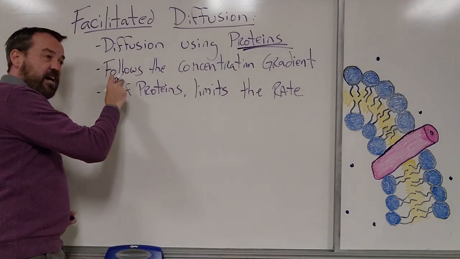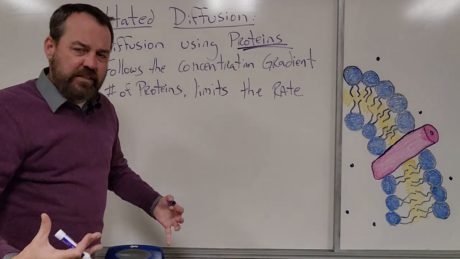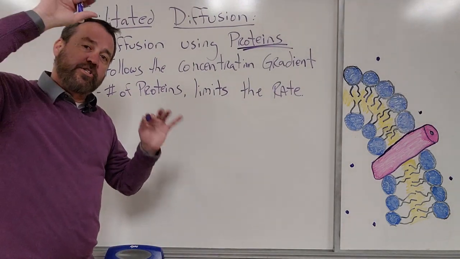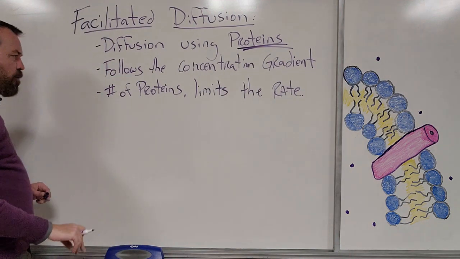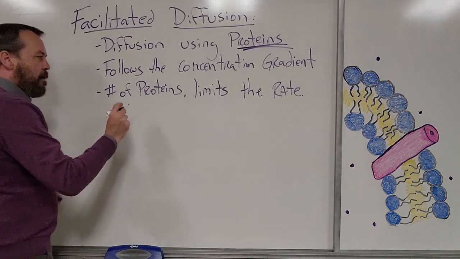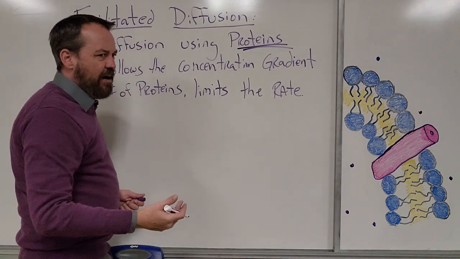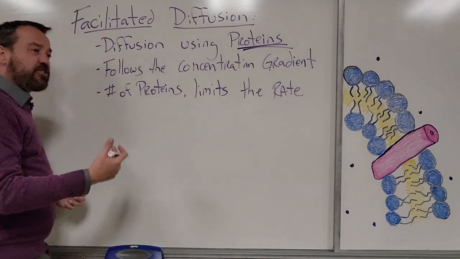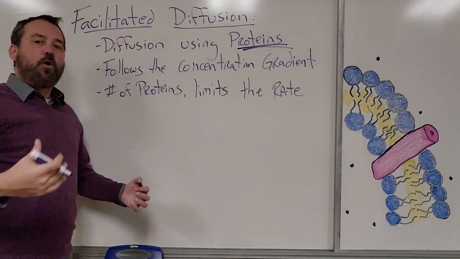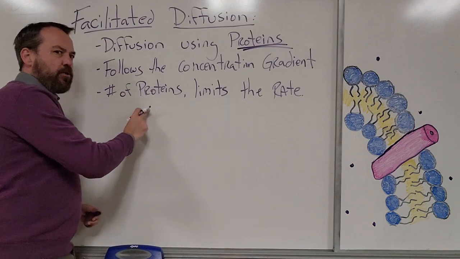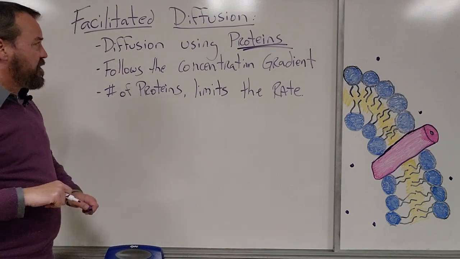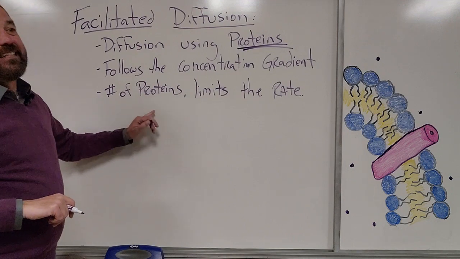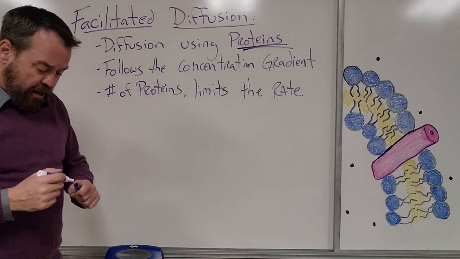It still follows the concentration gradient, just like simple diffusion does. So we're going from higher concentrations to lower concentrations, that natural process. But the number of proteins that my cell has is going to limit the rate. That just means facilitated diffusion can only go as fast as my proteins will allow these particles to pass. So it's a little bit slower than simple diffusion, but it does bypass that lipid bilayer.